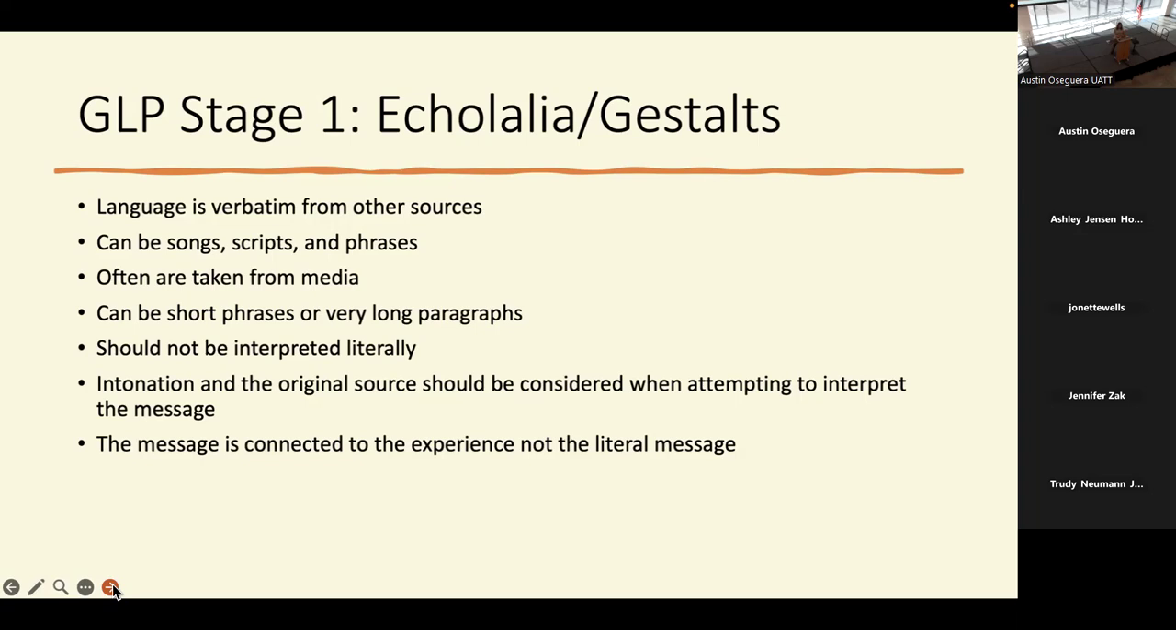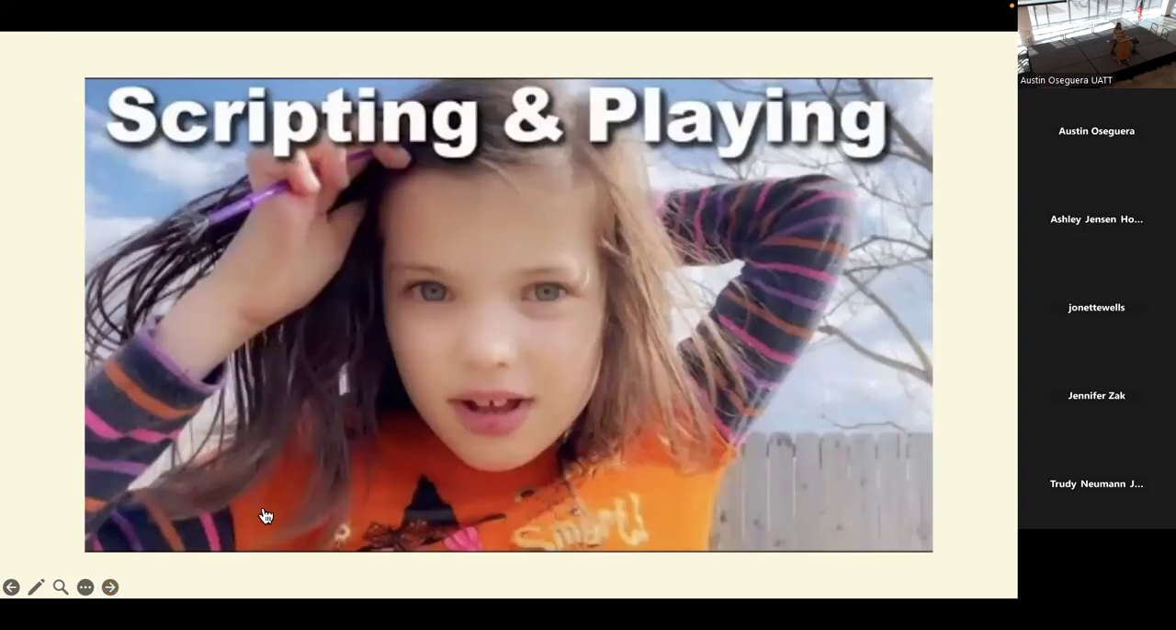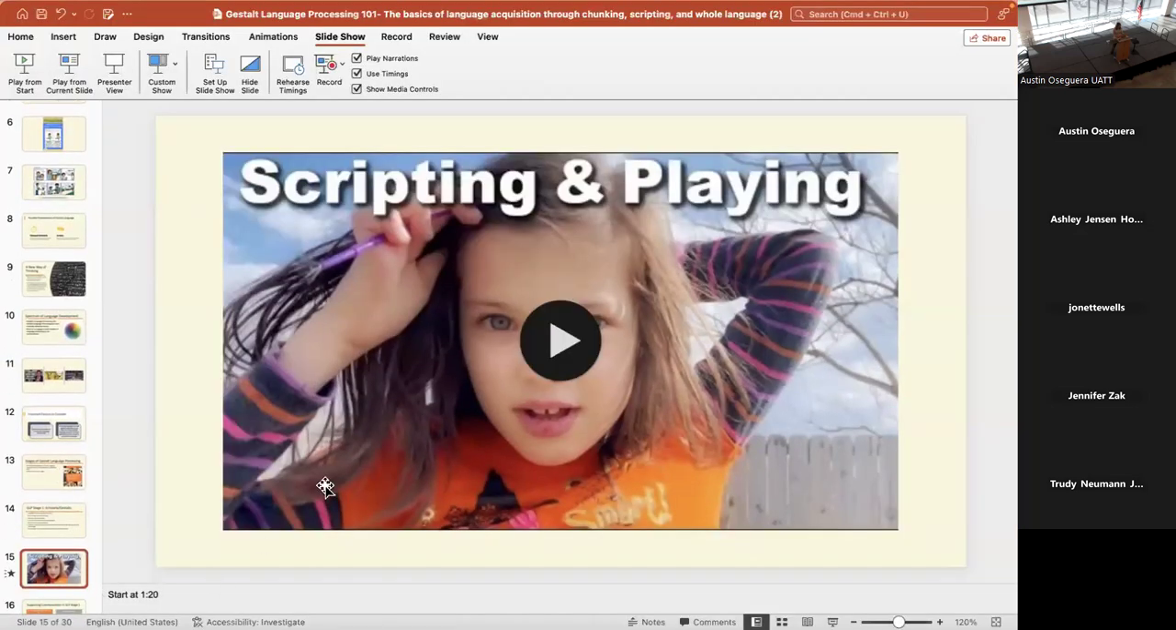So I'm going to play a video for you. And I have in my notes where to start it. So I'm going to take it out of slideshow mode. This is an example of stage 1 Gestalt language processing.